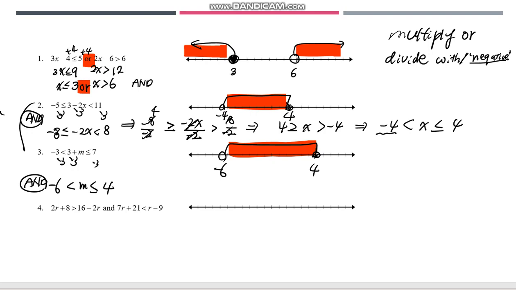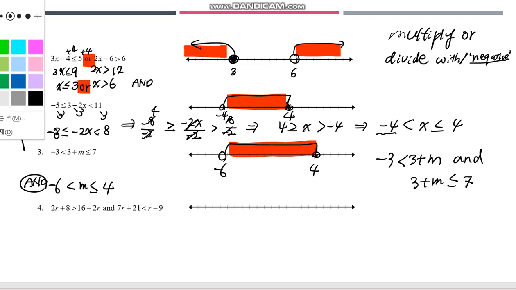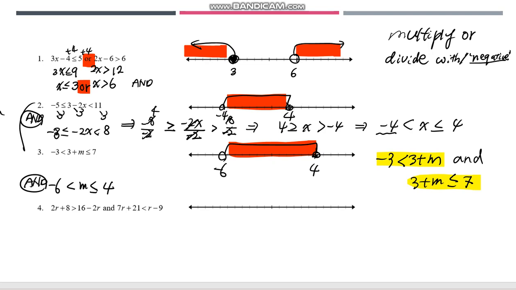There are some problems that could be really confusing where you need to break the compound inequality down into two parts. -3 is greater than 3 plus m is the first part. The second part is 3 plus m is less than or equal to 7. So you want to break it down into two different parts. Then you solve these two, and you have m is greater than -6.